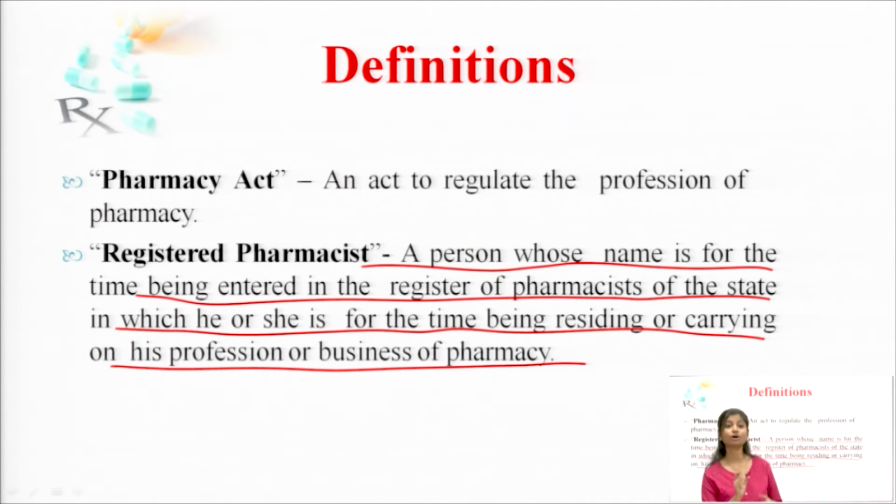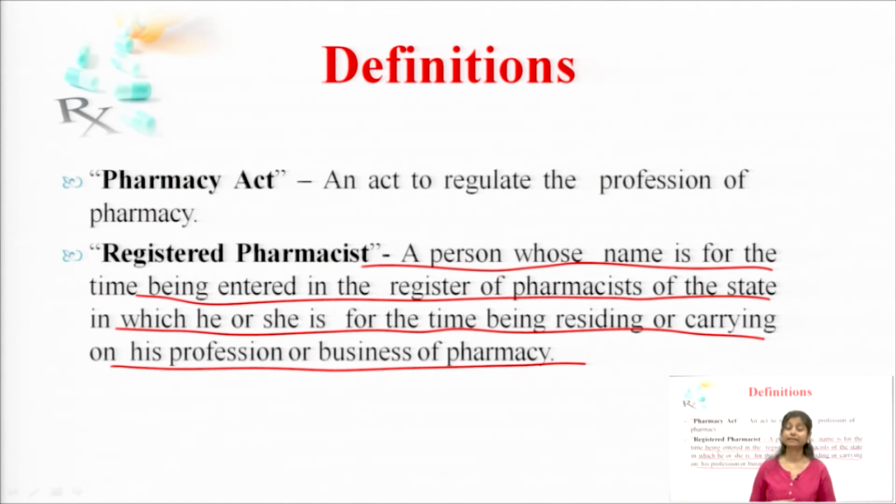That depends on the state in which you are residing. For example, if you have completed your education in Uttar Pradesh and you are residing in Uttar Pradesh itself, then you have to move to the Uttar Pradesh Pharmacy Council, and in that office you have to register your name to be termed as registered pharmacist.